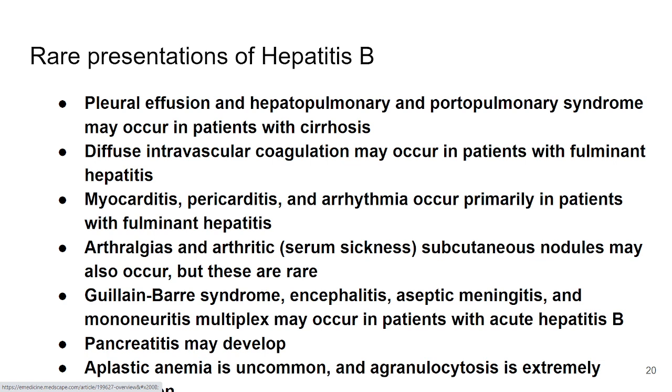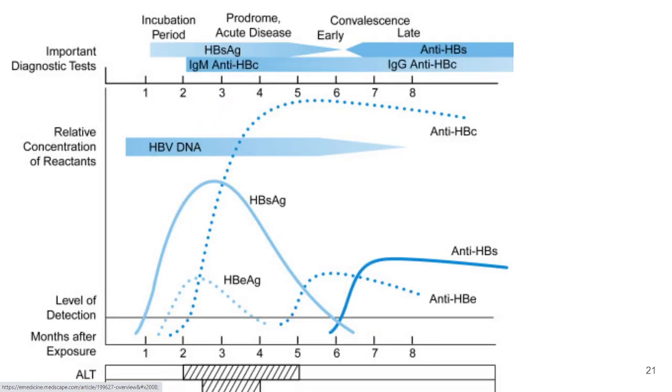Hepatitis B patients can also present with Guillain-Barré syndrome, encephalitis or meningitis-like symptoms. Pancreatitis can also be seen. Aplastic anemia may also be one of these. These are rare clinical presentations of hepatitis B. So whenever you have patients with these clinical presentations, one of the differential diagnoses you have to keep in mind is hepatitis B.